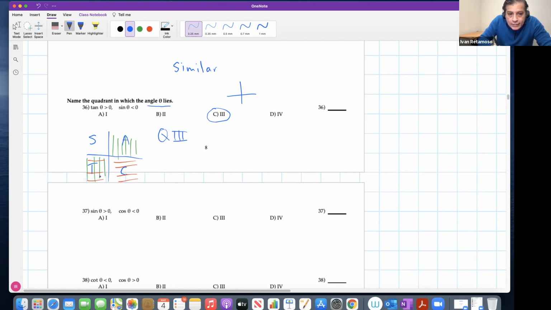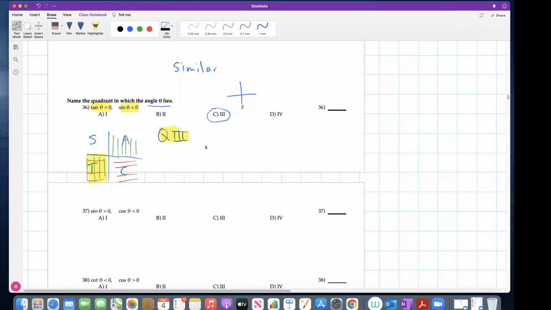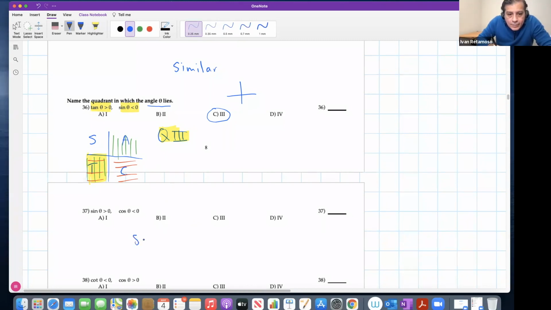On the third quadrant here, maybe I can highlight this. Look, in this quadrant, these two things are both true. In no other quadrant are those two statements true. But in this one, the third, so that's why it's the third quadrant. You follow now? Better? Okay, great. Number 37, guys, similar.